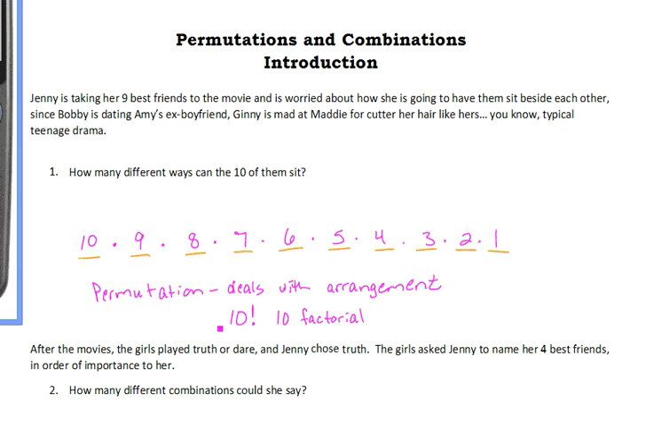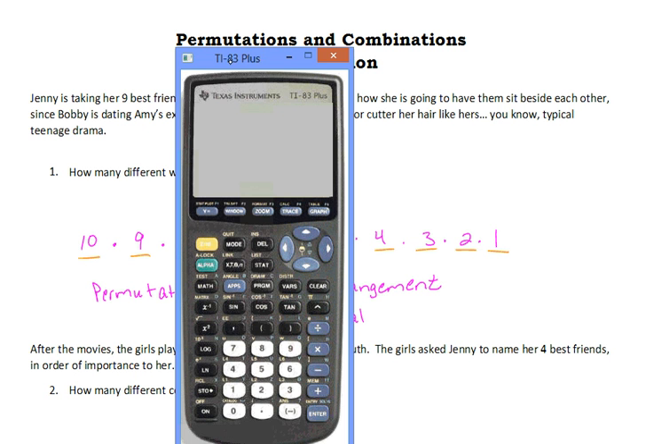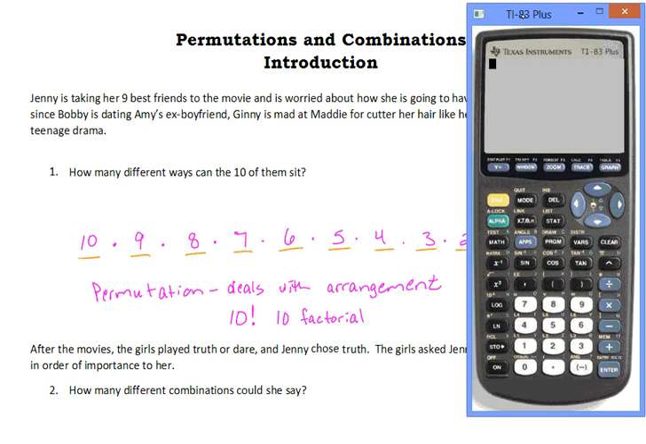So go ahead and get out your calculator. And I'm going to show you where that button is. Okay, first thing that we have to do is tell the calculator we're dealing with 10. And then we want to go to that math button. We have to go all the way over to PRB, which deals with probability, because this is a probability chapter. And number 4 is a factorial. So if we hit 4, again, this is saying 10 factorial. It's saying how many ways can we arrange 10 items. That's how many ways.